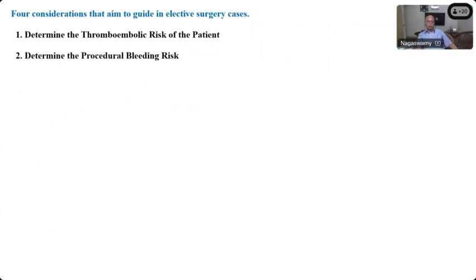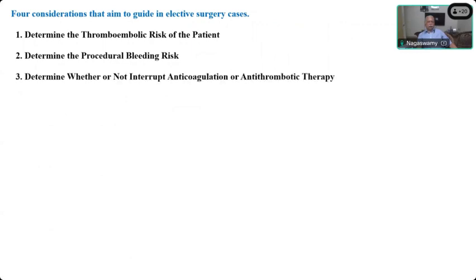The second is to determine the procedural bleeding risk. So, intraoperatively, how much blood loss will happen if you continue the antithrombotic agent to prevent thrombus formation? Then determine whether or not to interrupt the anticoagulation or antithrombotic therapy, and determine whether or not to bridge the anticoagulation.